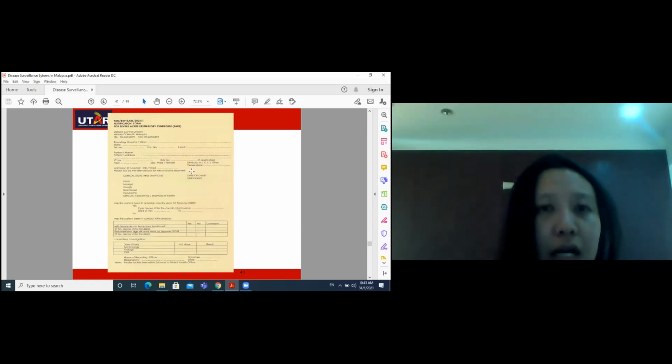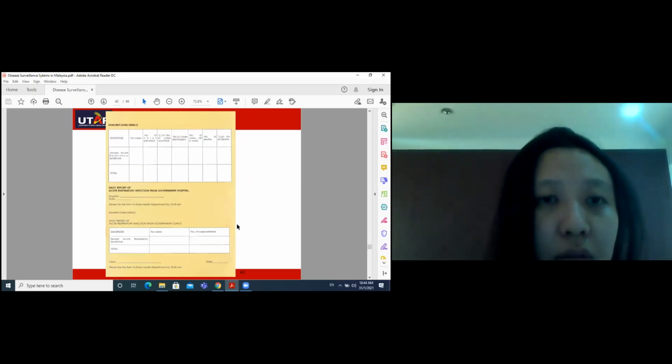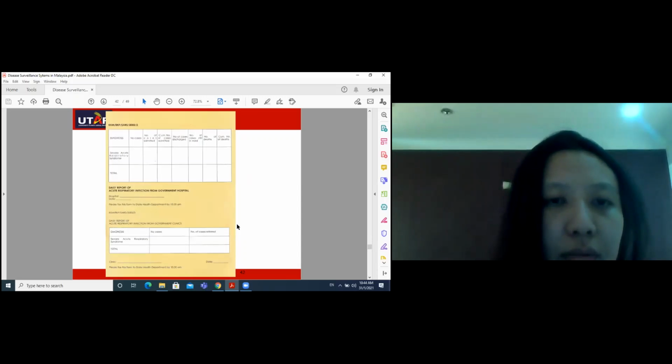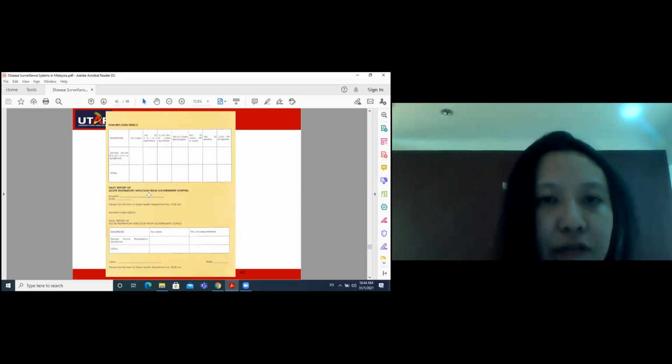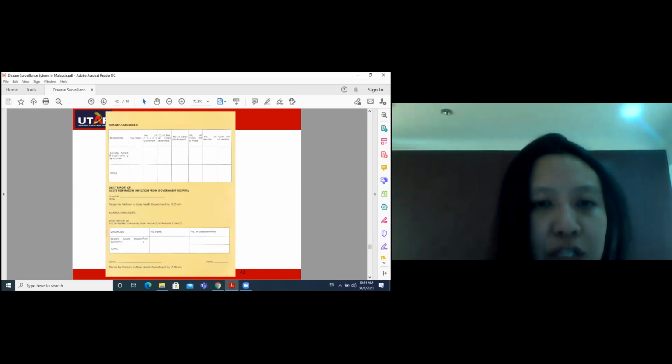So this is a sample of the notification form for SARS to be reported. You can see this daily report of acute respiratory infection from the government hospital here. Based on the syndrome of severe acute respiratory infection, if the patient did not present the initial symptoms here.